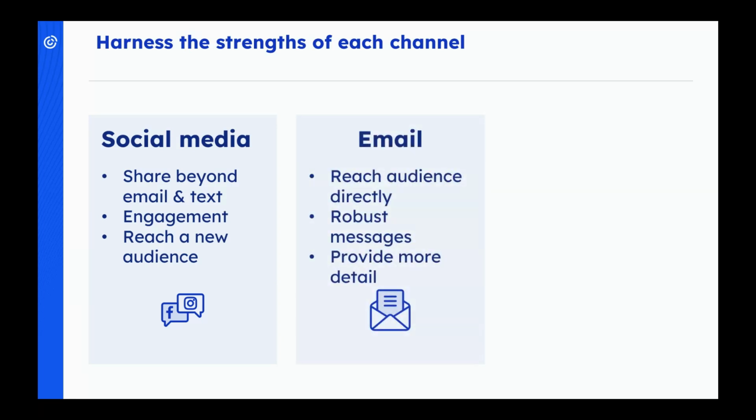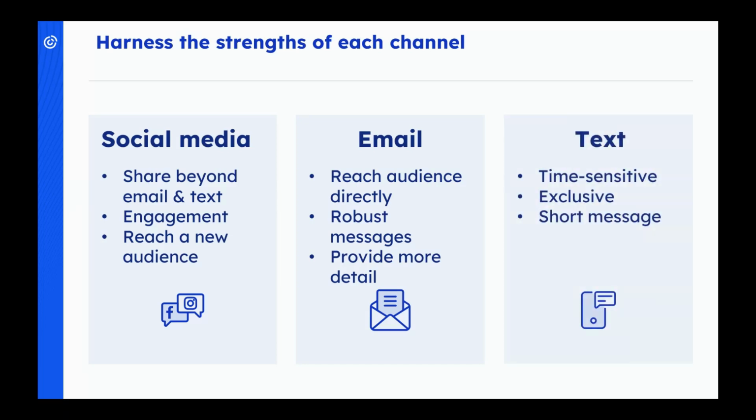For email marketing, you want to use this when you need to reach your audience directly. You have a more robust message to share, and that robust message could have images and formatting. And with this, you do want to provide more detail. Text marketing is great to use when you have something that is time sensitive, offers something exclusive, and can be handled with a short message.